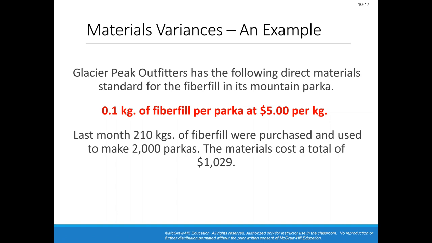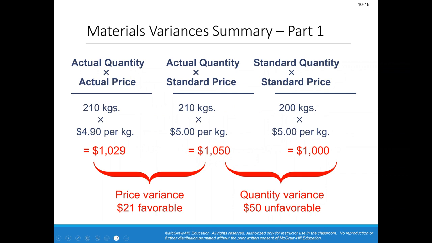Well, we made 2,000 parkas. And so for 2,000 parkas, that's divided by 10, you should have used 200 kilograms. So again, without even really computing this, we know that we're going to be over. We used more kilograms than what our standard is, because at 0.1, we should have used 200. And so that difference is going to be multiplied by the $5 per kilogram, and that's going to give us the quantity variance. So 210 kilograms times $4.90 is what we actually paid, 1,029.